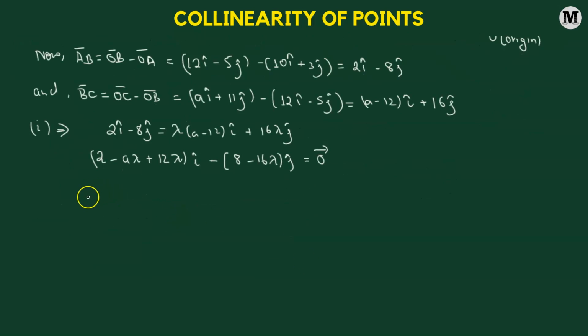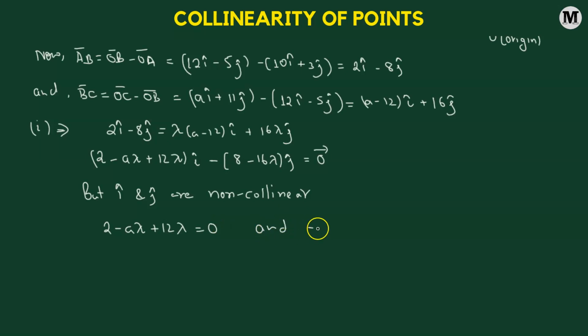However, we know for a fact that i cap and j cap are non-collinear vectors. If they are non-collinear vectors, that would mean that 2 minus A lambda plus 12 lambda must be equal to 0. And also negative 8 minus 16 lambda must be equal to 0 as well. So actually this is 8 plus 16 lambda, which must be equal to 0. When we solve this, we get lambda equal to negative 1/2.